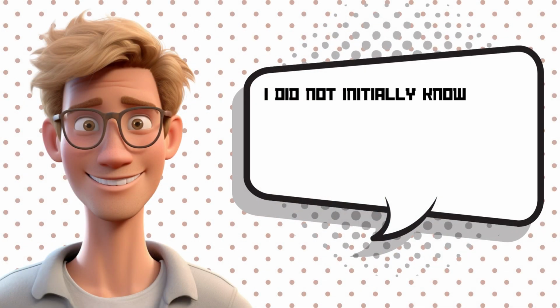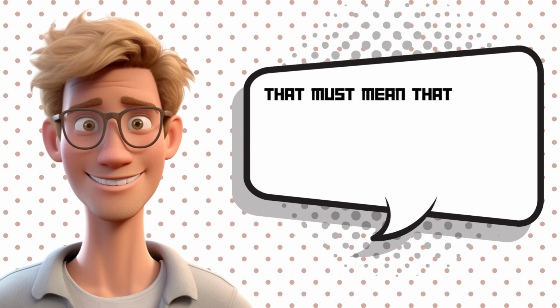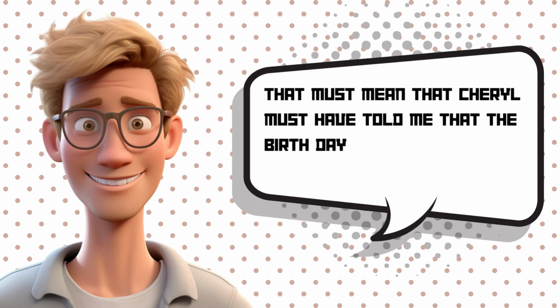I did not initially know the answer, but I now know. That must mean that Cheryl must have told me that the birthday was either 15, 16, or 17. It could not be 14, as this day falls in both July and August. So if it was, then I wouldn't have been so certain of Cheryl's birthday. Right. So then that leaves July 16th and August 15th and the 17th.